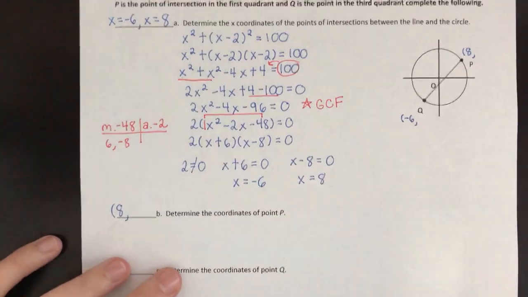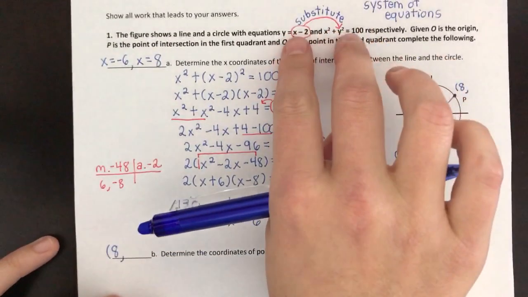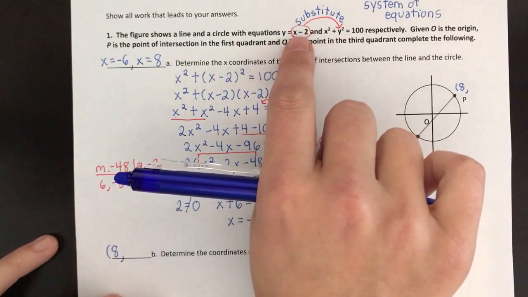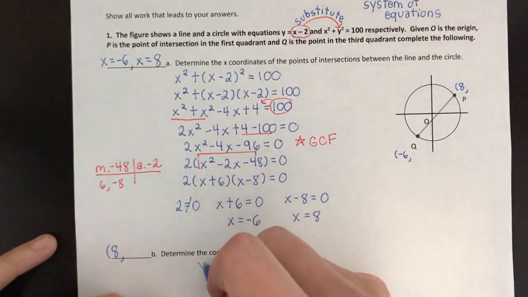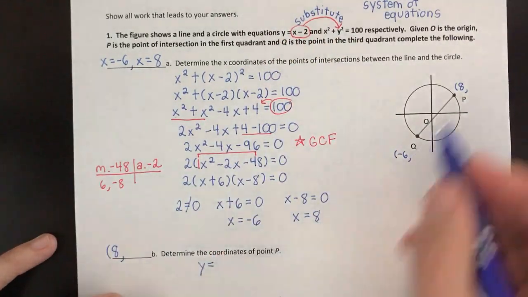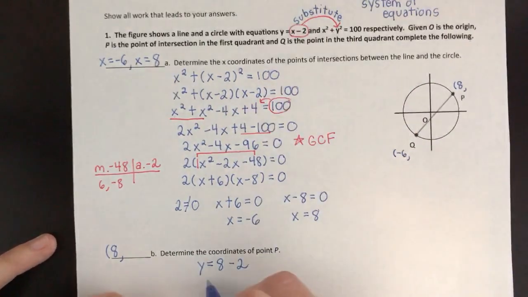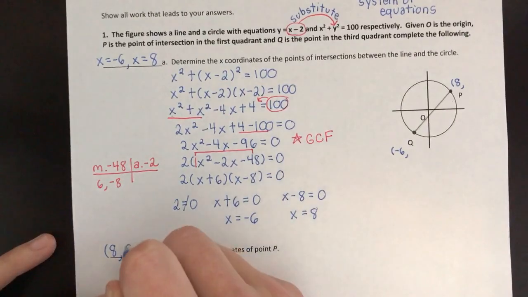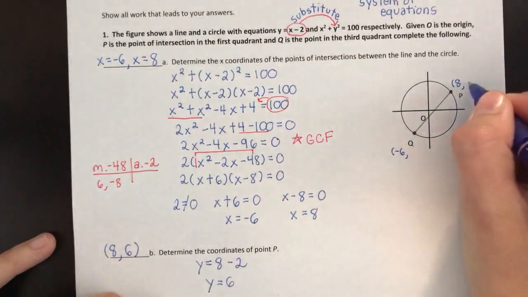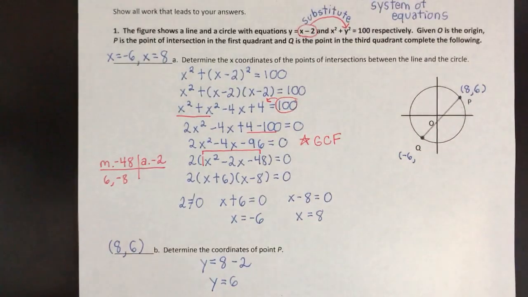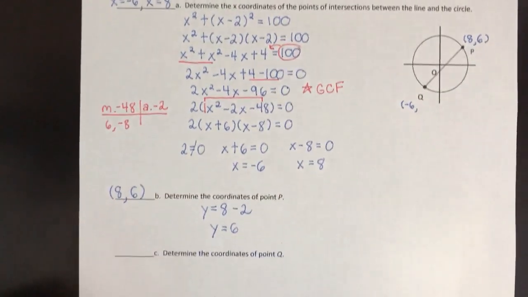How do we find the y? Well, we have these two equations here. You could use either, but I'm going to use this one because obviously it's a lot easier. It's already in y equals. All I got to do is sub in that 8 minus 2, y equals 6, and that makes sense. We should have a positive y value because of where the location of the point is. Okay, so that was part B.